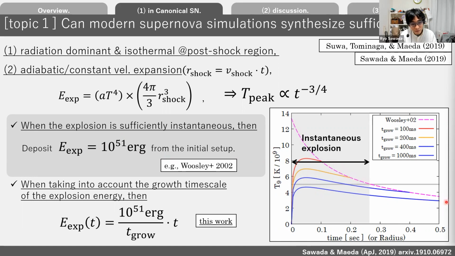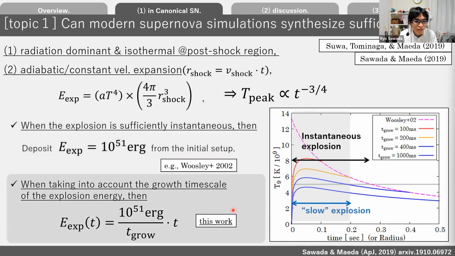cools by adiabatic expansion. But when taking into account the growth time scale of the explosion energy, the shock takes time to get enough energy. So the time in which nickel can be synthesized is shorter than in the instant explosion model.